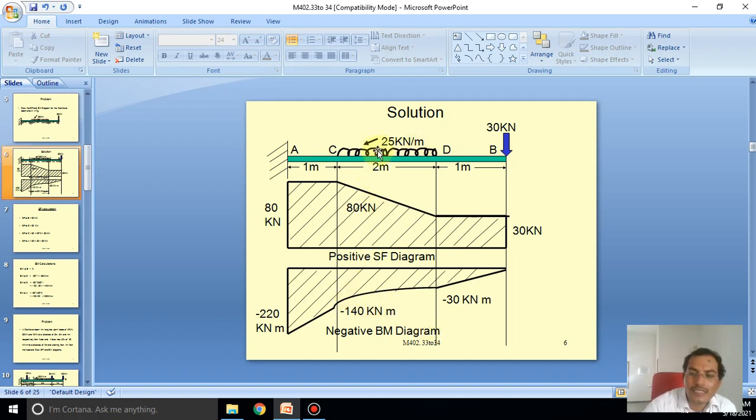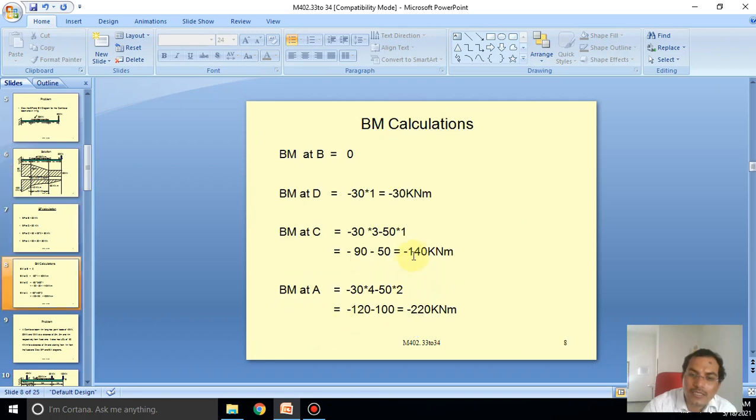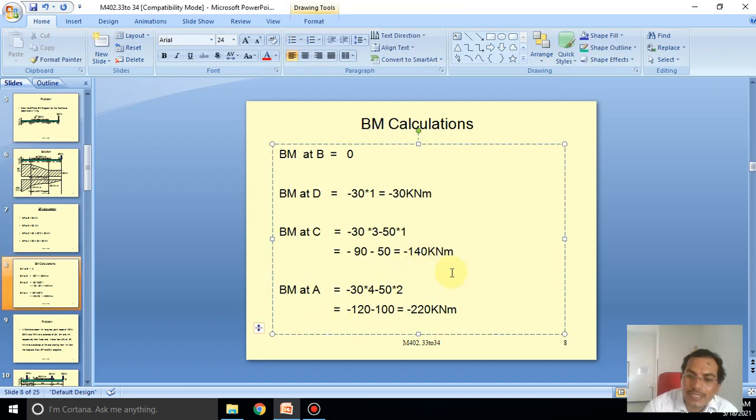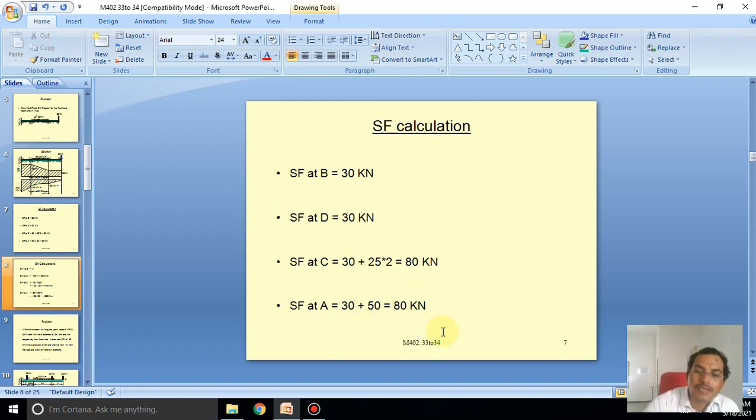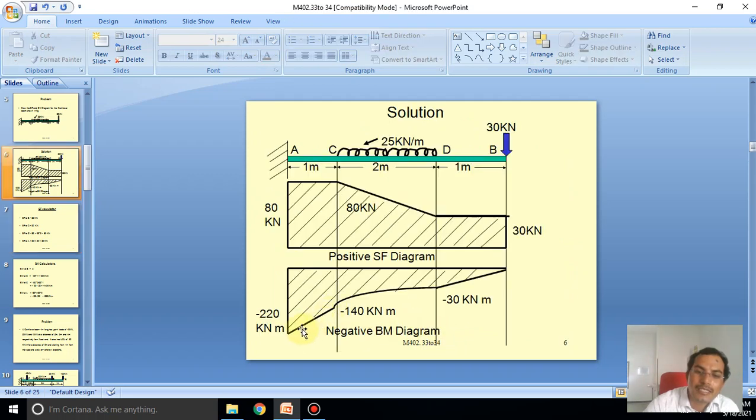We draw the UDL load as a curve of line where it appears. From C to A it is not equally divided. At the point of C it is minus 140, and at the point of A it is minus 220 kilonewton meter. So there is a straight line, we draw that in the upward direction. Minus 220 is the right answer, and we join the two lines vertically and horizontally. This is the bending moment diagram.